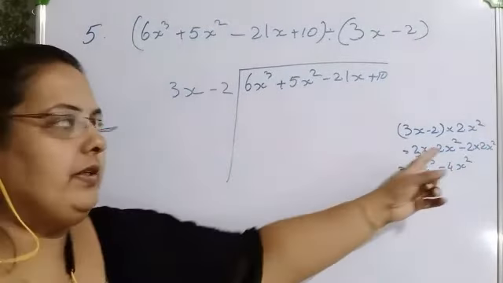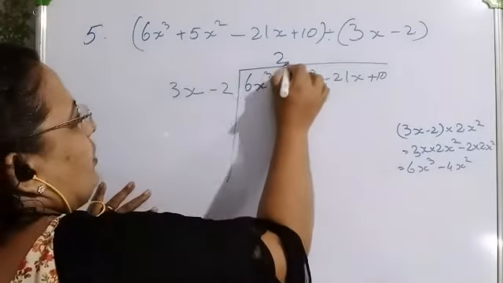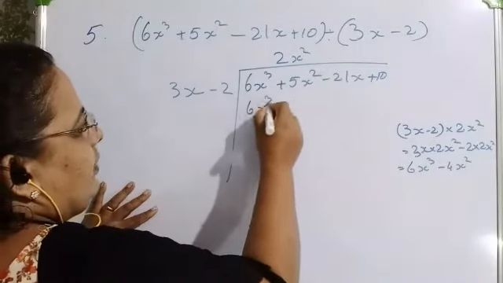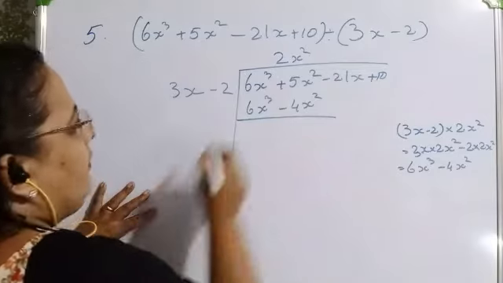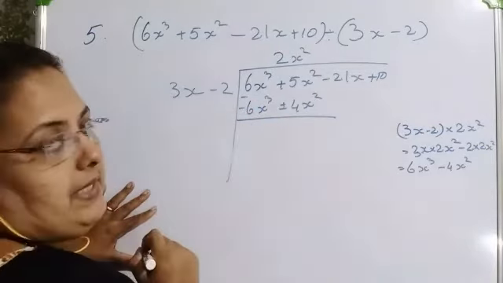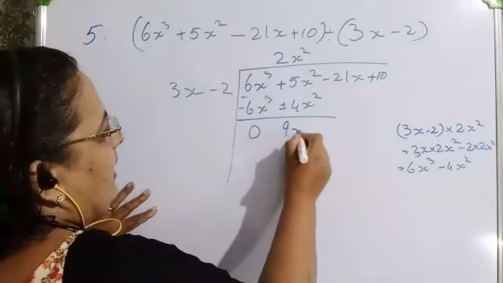I hope you got it. Why we are multiplying with 2x square. So I am writing it as 2x square on the top, and then 6x cubed minus 4x square here. And now what you have to do? We have to subtract it. So this will become minus and this will become plus. So this is 0 and here you are getting it as 9x square.